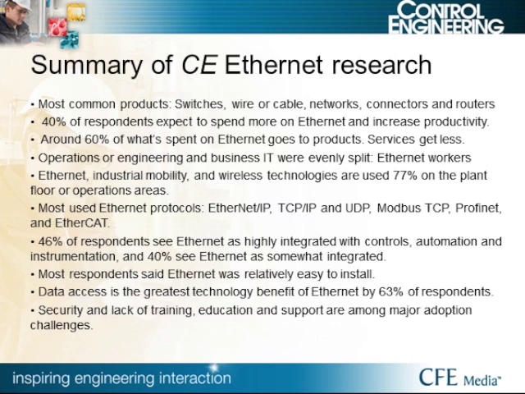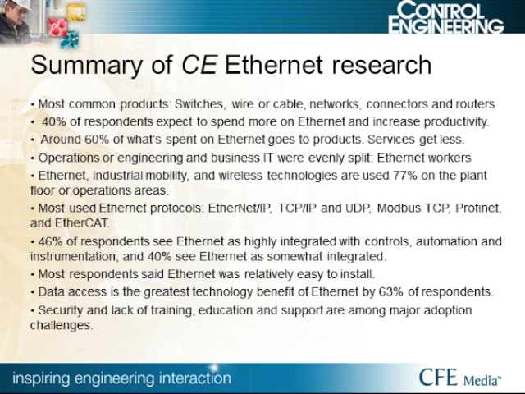In summary, for our Control Engineering research on Ethernet, the most common products were switches, wire or cable, networks, connectors, and routers. 40% of respondents expect to spend more on Ethernet and increase productivity as a result. Around 60% of what's spent on Ethernet goes to products. Services get less. Operations or engineering and business IT were evenly split among Ethernet workers.